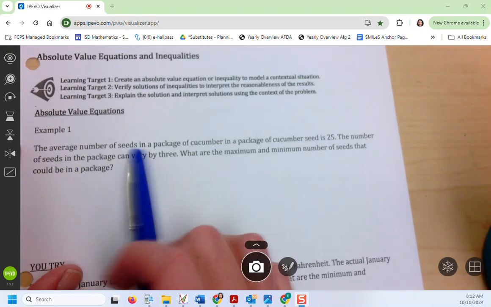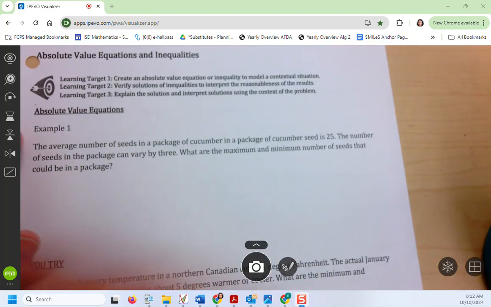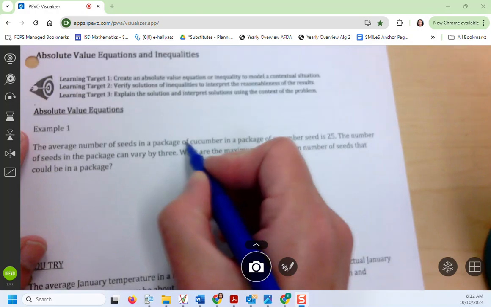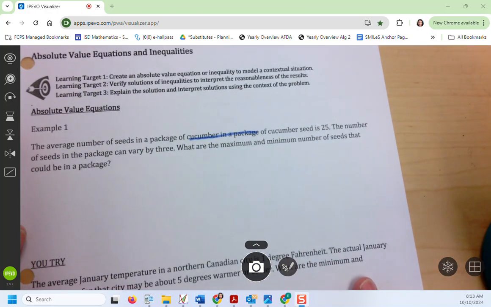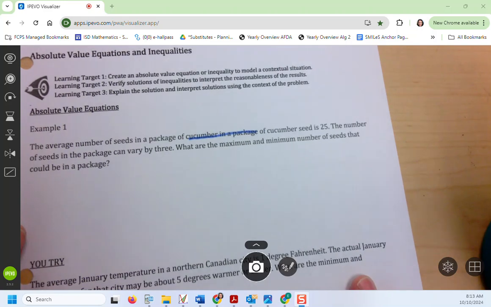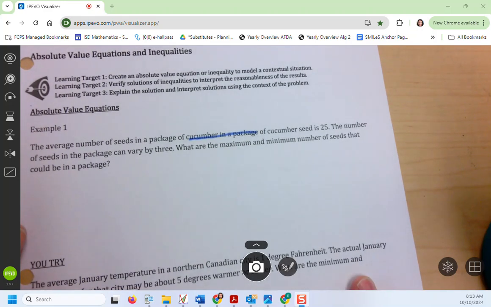The average number of seeds in a package of cucumber seeds, why does it say that twice? Let's say in a package of cucumber seeds is 25. The number of seeds in the package can vary by 3. What are the maximum and minimum number of seeds that can be in a package?